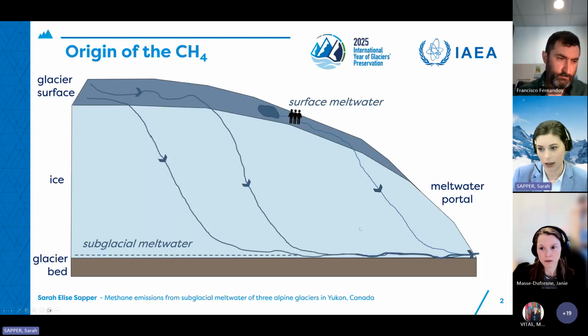And we have looked at methane concentrations on the glacier surface, in the meltwater, and at the glacier portal. What we've found is that in the surface meltwater and also in melted ice, we have concentrations which are at or below the atmospheric concentrations, whereas the water coming out from the meltwater portal can be up to 100 times elevated in methane concentrations. So if we want to find out where it's coming from and what the processes are, we really have to take a closer look at the glacier bed, at the subglacial environment.